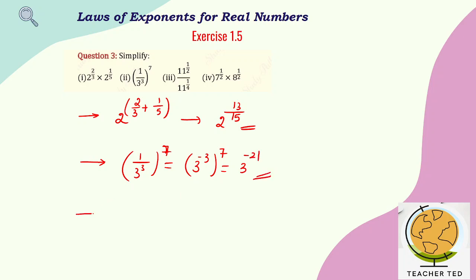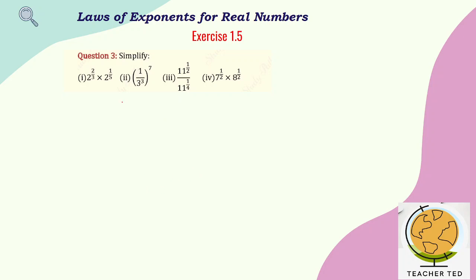The next one, since the bases are the same here, I can use the law of exponents which gives a to the power of m by a to the power of n is equal to a to the power of m minus n. So 11 is a here, to the power of 1 by 2 minus 1 by 4. If you take LCM here, it will come like this, 11 to the power of 1 by 4.